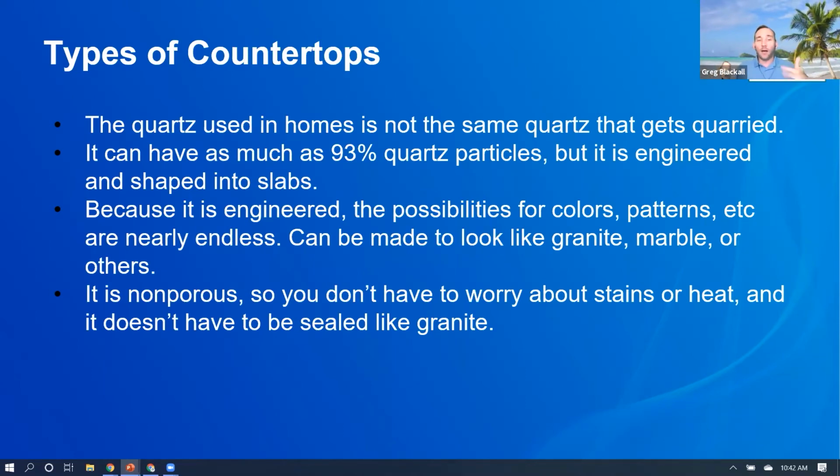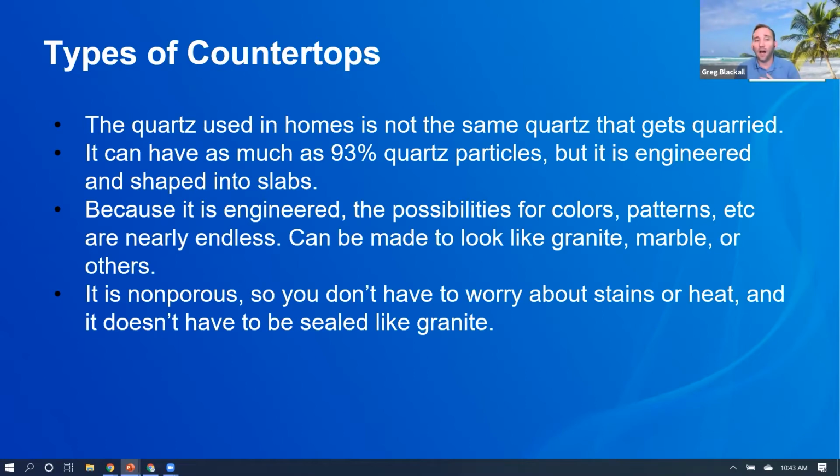Now, because it's engineered, the possibilities for colors, patterns, different things like that are truly almost endless. If you can think about what you want it to look like, they can make a quartz countertop look like that. It can be made to look like granite. It can be made to look like marble. It can be made to look like stone. The possibilities are truly almost endless with quartz. And as a result, this is why quartz has now become the gold standard for countertops in the United States.